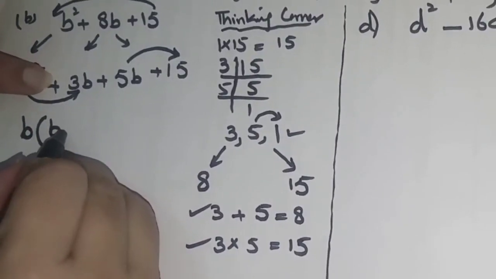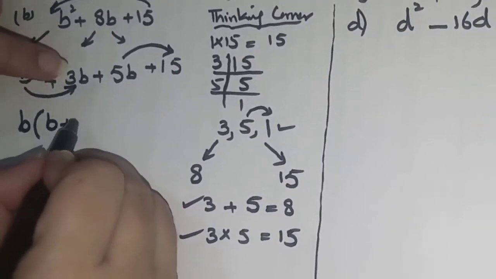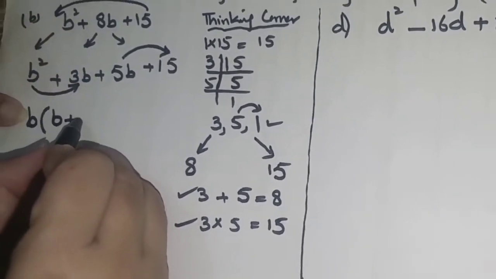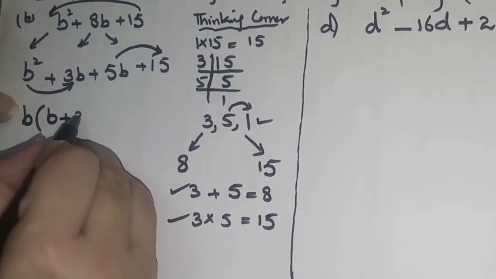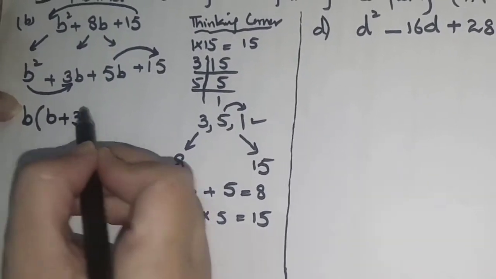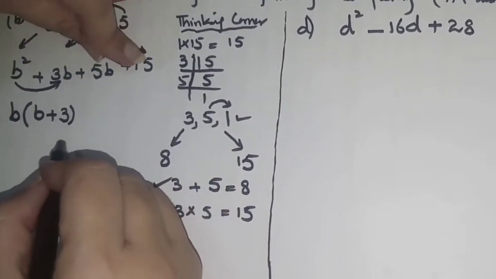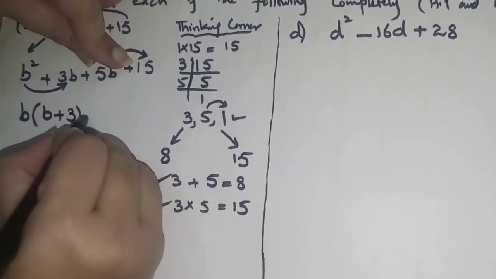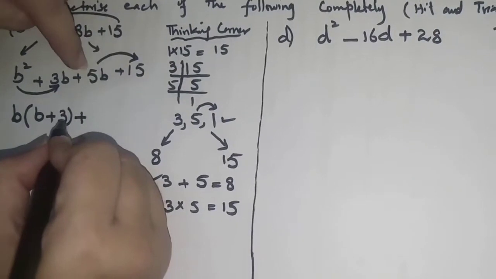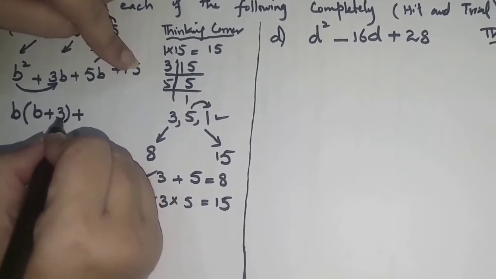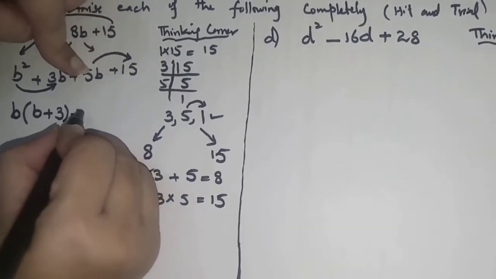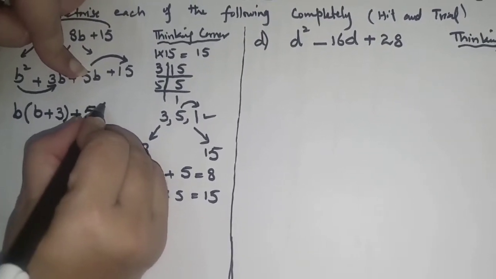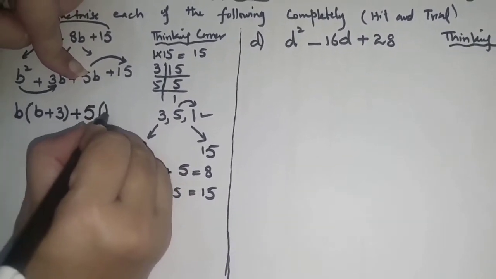Then I have to copy the sign as it is. And then from the next term, 3b, b is out, and I'm left with 3 only. Then I have to close the bracket. Then in the next group, both the terms have the positive sign, so the common sign here will be positive. And then I have to see what can be taken as a common factor from 5 and 15. 5 will be taken as a common factor, and in the first place I will be left with just b.